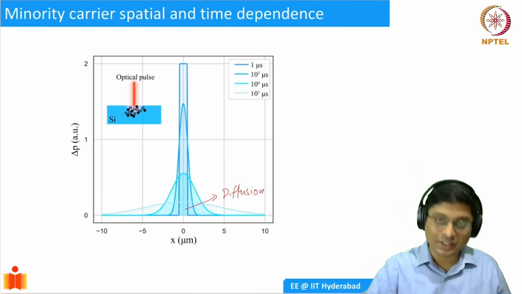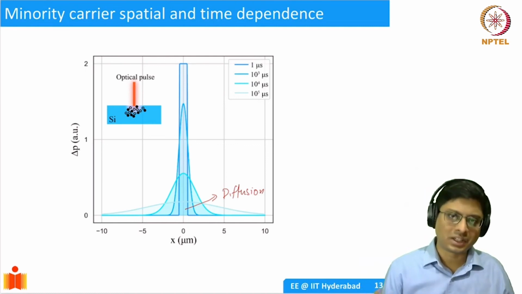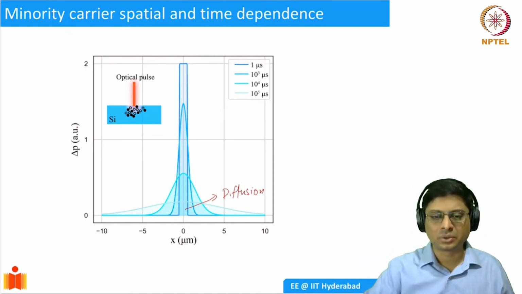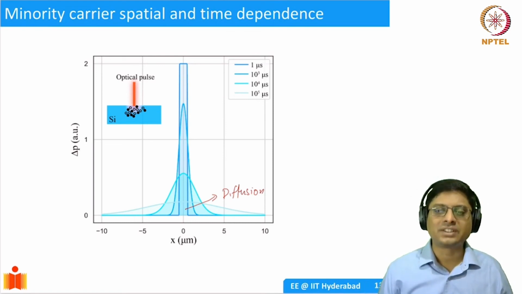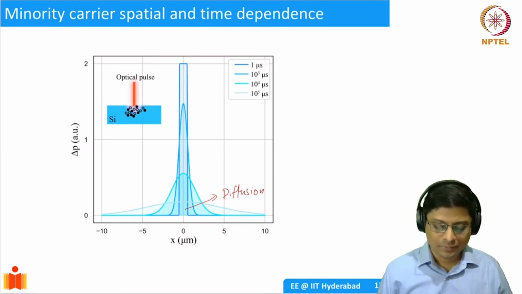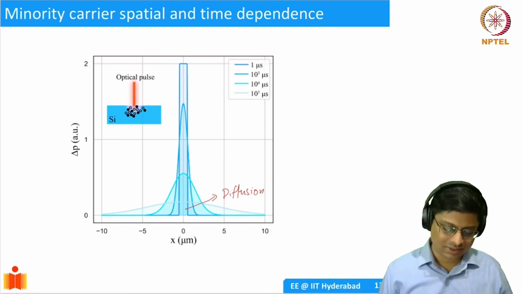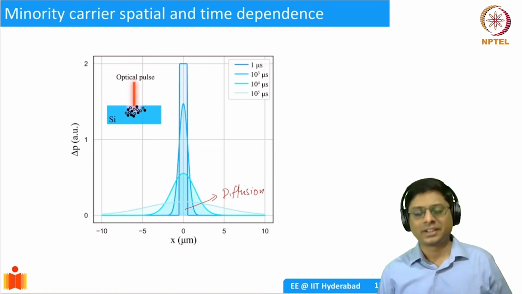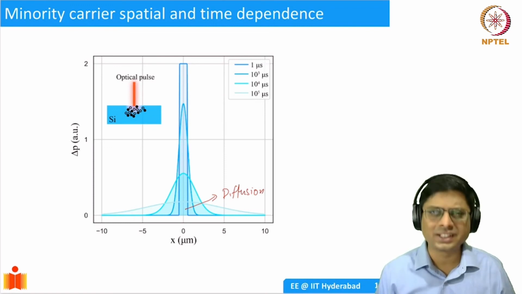If you calculate the area under the curve, that will tell you the total number of carriers, and you'll see that eventually that becomes 0 as you go to longer and longer times, essentially indicating that all the electron hole pairs are getting annihilated. This is going to make sense qualitatively. It should make sense to you. There are numbers which I think are not really necessary for this course. In an advanced course, maybe we could talk about it.